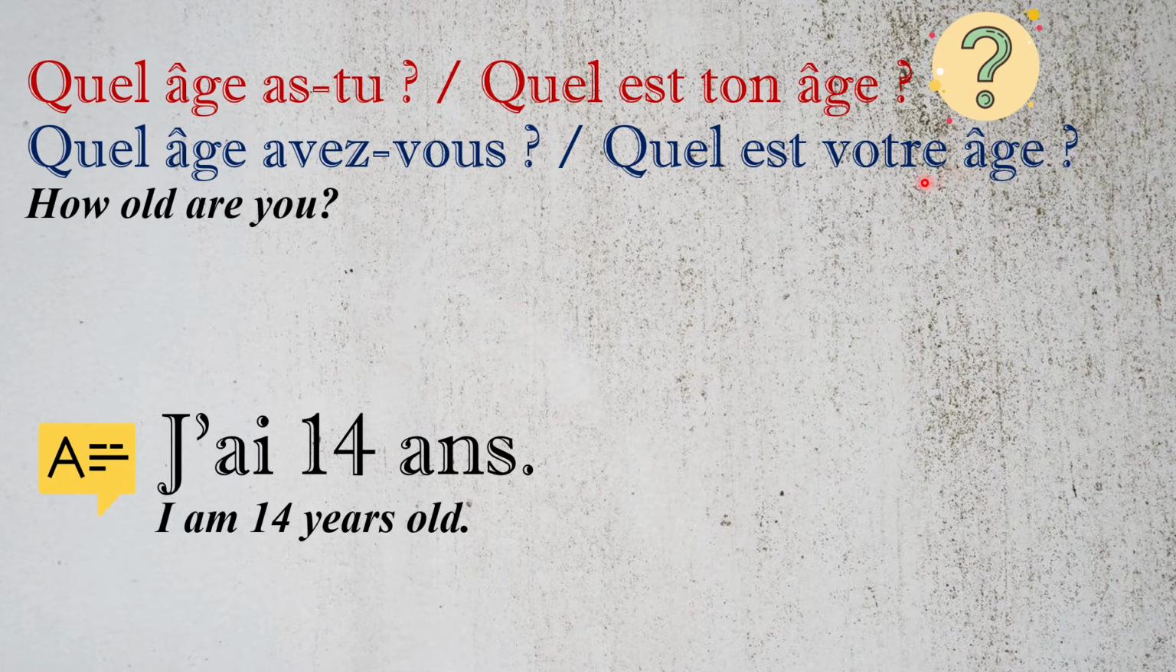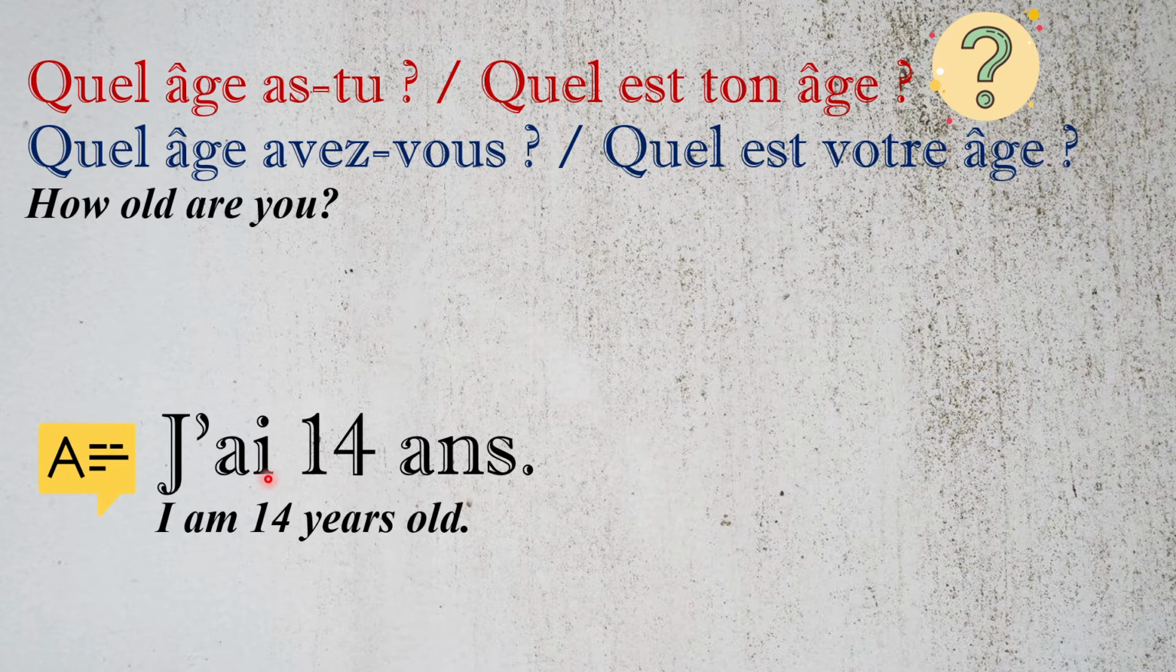The question means the same: how old are you or what is your age? In the formal situation, these two in red. Informal situation, these two in blue. Your answer is the same structure: J'ai so and so ans. For example, j'ai 14 ans. I am 14 years old.